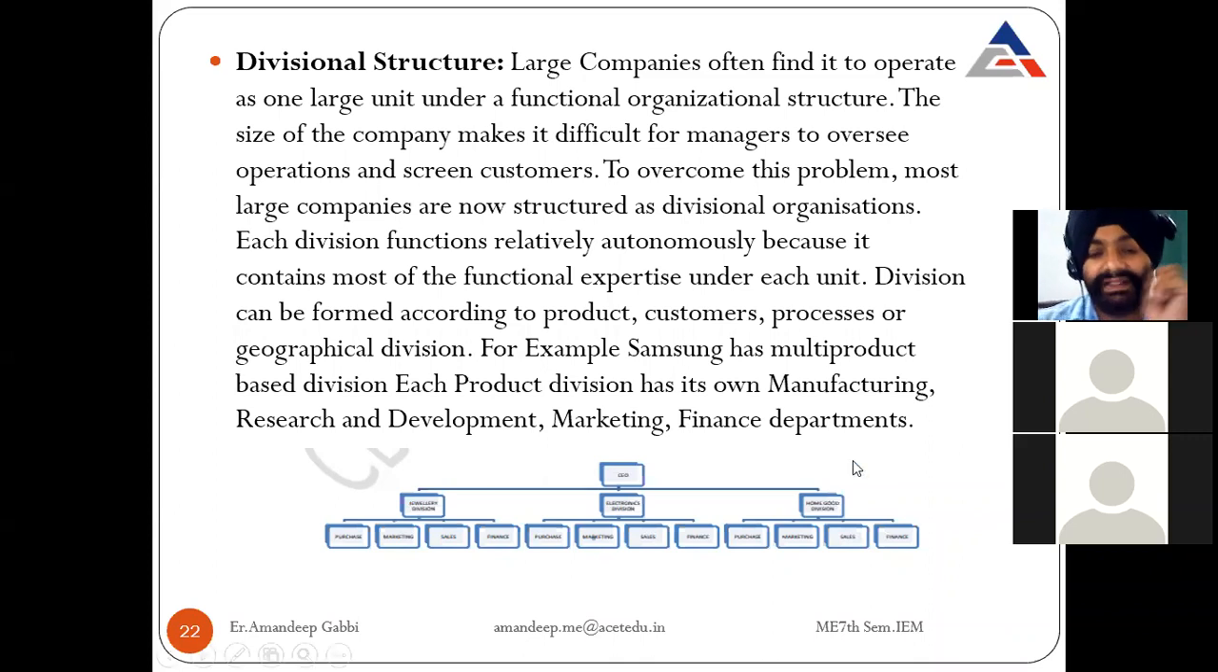See what is there in a divisional structure. There is one CEO, and say a jewelry division, an electronic division, and a home goods division. Different companies may have different units or divisions, but there is one CEO and three businesses under him, right?